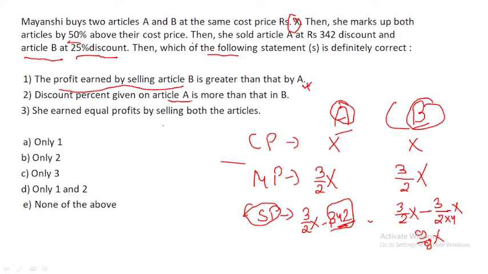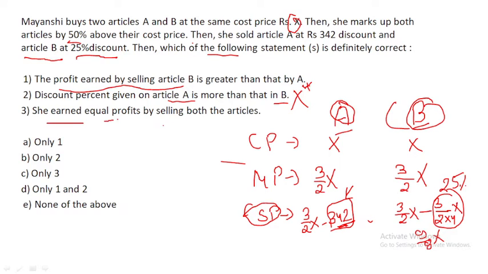Now, the second statement is: discount percent given on article A is more than that on B. Can we compare the discounts of A and B? No, because the discount of A is given in terms of rupees and no other data in form of percentage is given to us. The discount of B is given in form of percentage, so that can't be compared. We do not have sufficient data for this, so we cannot say this is definitely correct. So it is also eliminated.